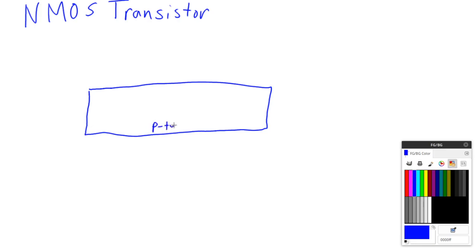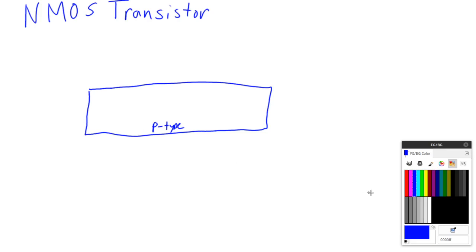p-type material. It's p-type because it's kind of a positive material. It's got a bunch of pluses. Remember, electrons are negatives. So it's got a bunch of voids where electrons aren't, and so we kind of consider that to be a positive charge, and so therefore this whole thing is p-type.